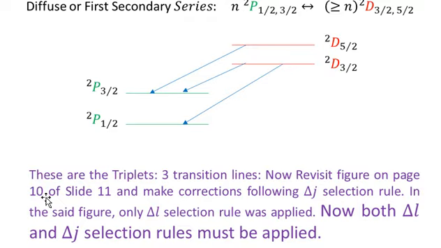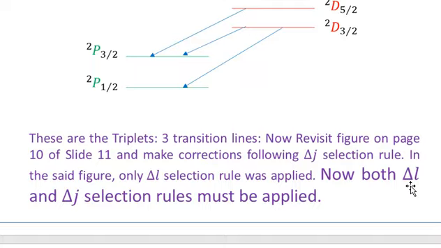Now revisit the figure on page number 10 of slide number 11 and make corrections according to the delta J selection rule. There I didn't mention the delta J selection rule, and I didn't follow it perfectly. But now I have demonstrated the delta J rule very clearly, and if you want, you can refine the figure on page number 10 of slide number 11 using the delta J rule. In the said figure, only the delta L selection rule was applied. So now both delta L and delta J selection rules must be applied and obeyed as far as optical transitions are allowed.